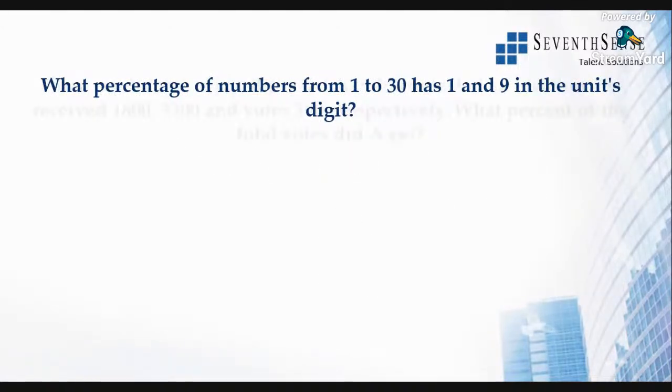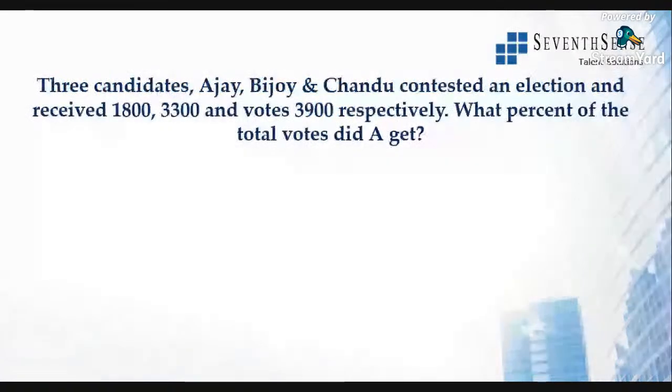Clear? All right, we'll go on to the next question. I think this is also an easy question. That's why I've started with basic questions, then move on to advanced questions. All right, 3 candidates: Ajay, Bijoy, and Chandu. We'll just take A, B, and C, guys. They contested an election and received 1800, 3300, and 3900 votes, respectively. What percentage of the total votes did A get?